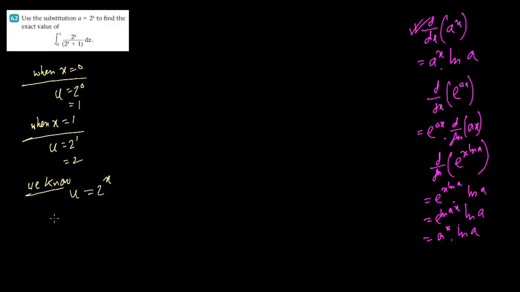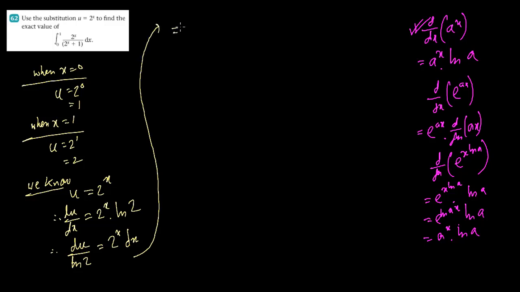So if we do the derivative of this, du by dx, 2 to the power x is going to be 2 to the power x, and ln a means ln 2. So this would be the derivative. So dx is going to be du divided by ln 2 into 2 to the power x, that is, 2 to the power x dx is du by ln 2. That's the substitution.